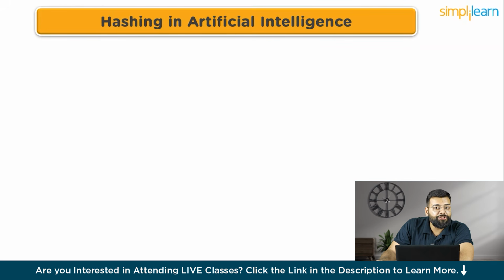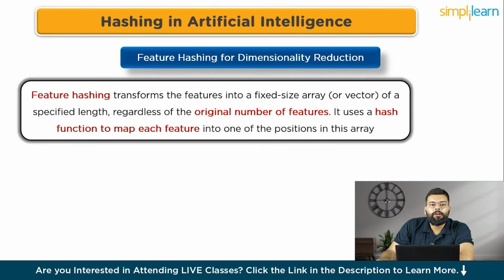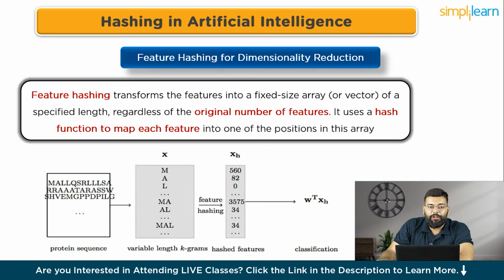Number one is feature hashing for dimensionality reduction. In AI, particularly in machine learning models that often need to process large amounts of data with many features or attributes, sometimes the number of features can be so large that it makes the model slow and difficult to manage. So feature hashing, also known as the hashing trick, helps solve this problem by reducing the number of features.